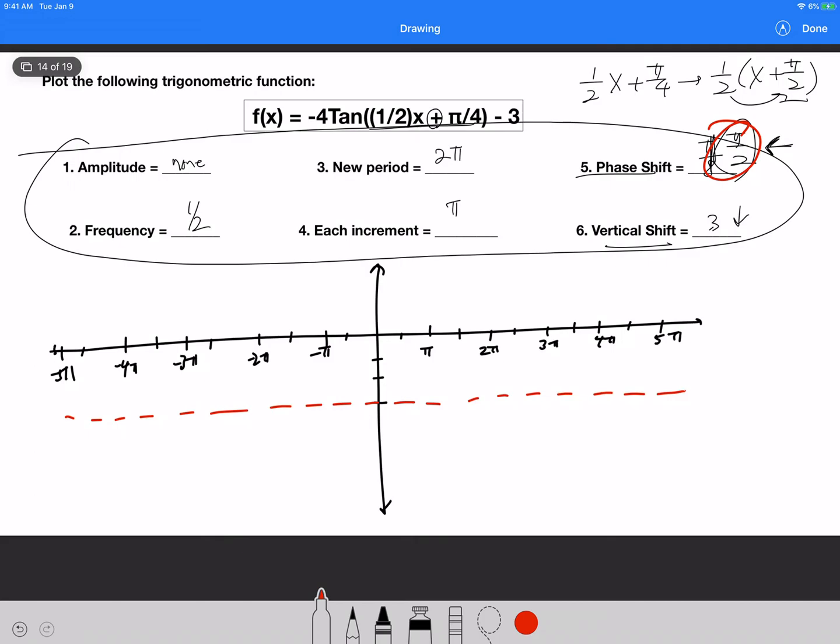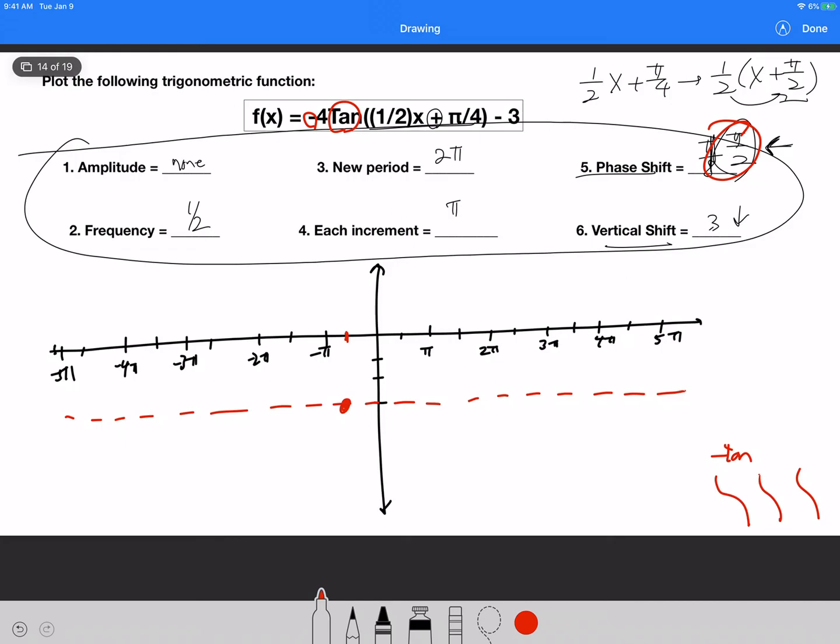Okay, so now my phase shift was pi over 2 units to the left, which is right here. That's where my middle line is going to be. Now notice how it's negative tangent. Negative tangent, guys, it looks like this, the waves. And now, drawing the waves is no problem.